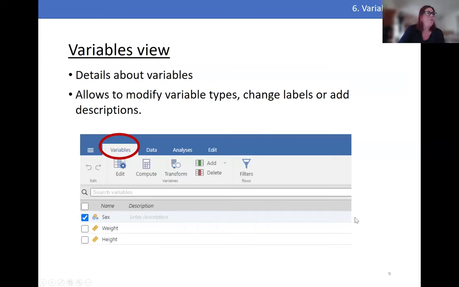And then we also have, next to the data tab, the variable tab that allows us to manage and modify the characteristics of the variables in our data set. So you click into the variables, you actually see the variables that you are using in your data set, with the name that is displayed in the data set. And also you could enter a description of each variable if needed here, right?